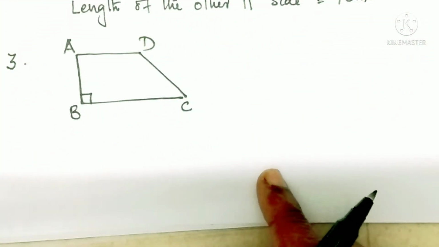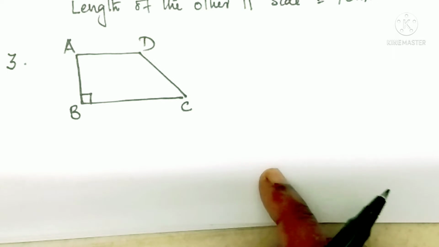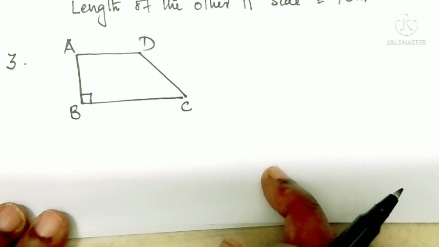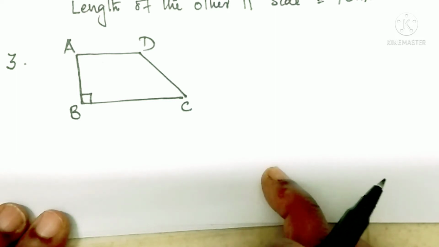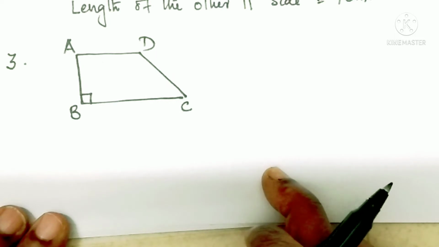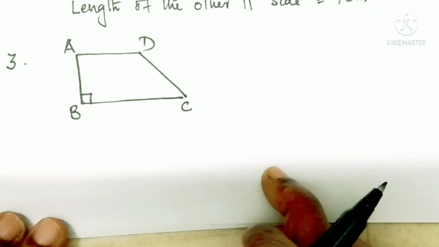Now let us see question number 3. Let us read the question. Length of the fence of a trapezium shaped field ABCD is 120 meter. If BC is 48 meter, CD 17 meter and AD 40 meter, find the area of this field. Side AB is perpendicular to the parallel side AD and BC.